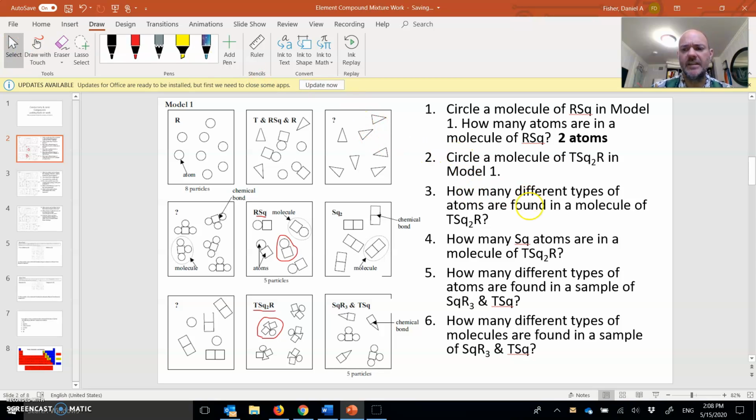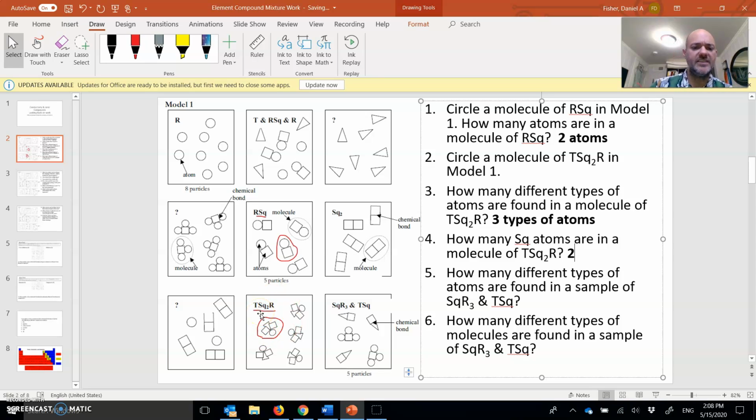Then the next thing: how many different types of atoms are found in a molecule of TSQ2R? So let's look at this. I have a circle, I have these 2 squares, and I have a triangle. So that's 4 atoms, but that is 3 types of atoms, okay? I've got circles, squares, and triangles. And then how many SQ atoms are in a molecule of TSQ2R? Would be 2.